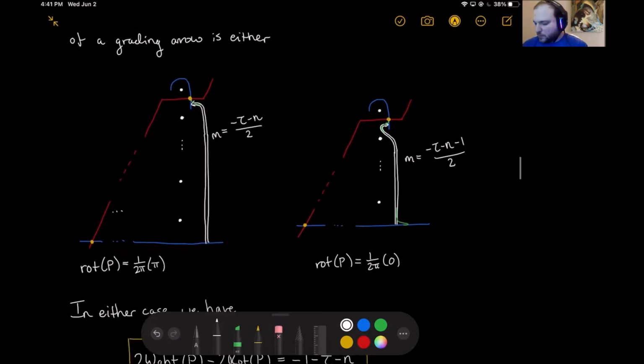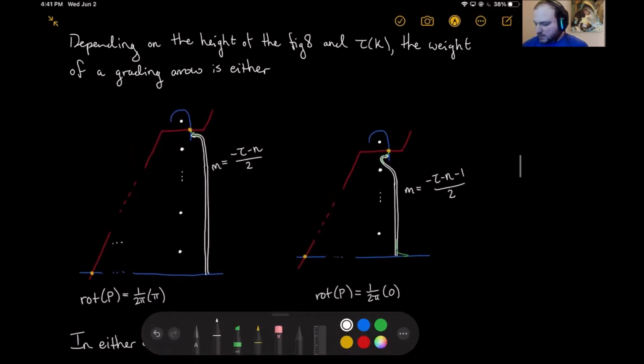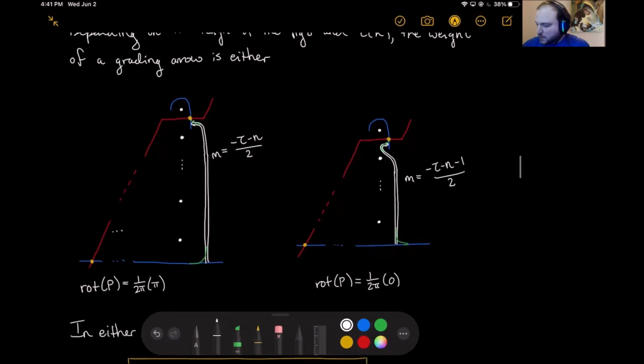But what ends up happening is that in this case, when the weight is minus tau minus n over 2, the way that you have to traverse this grading arrow has you pick up a positive or a non-zero rotation part of the grading difference for the bigon between these two generators here. And when the grading arrow is minus tau minus n minus 1 over 2, it resolves itself almost to have this bend for the non-smooth part of this bigon.